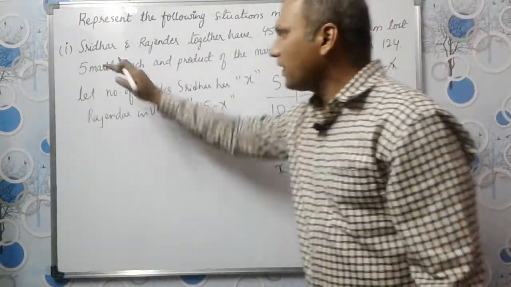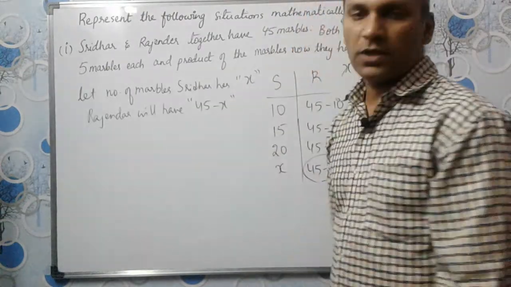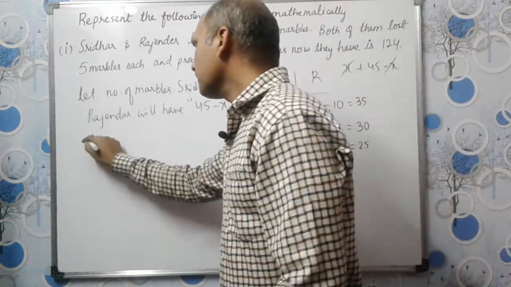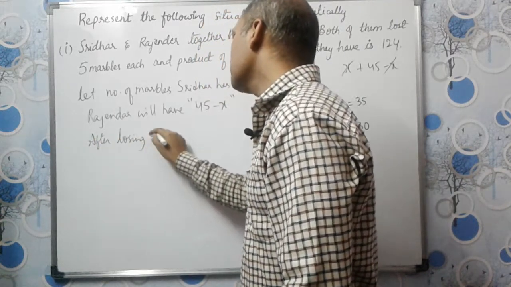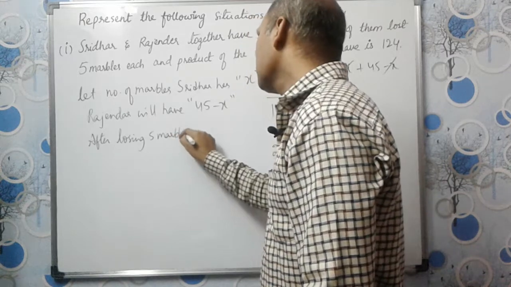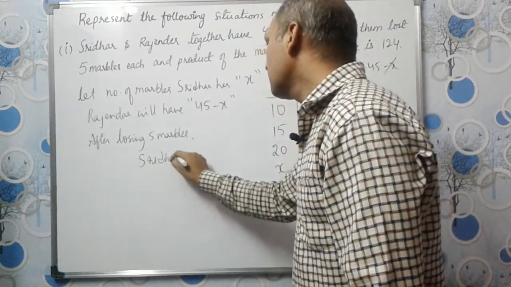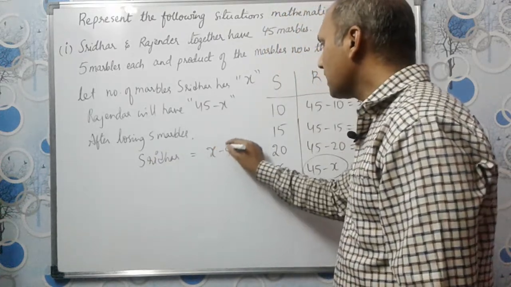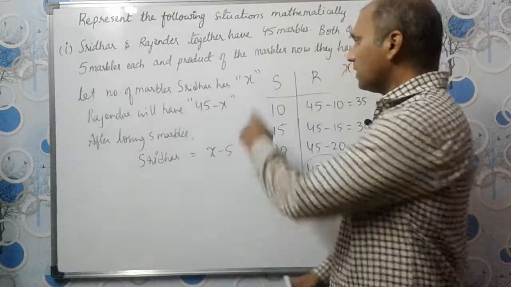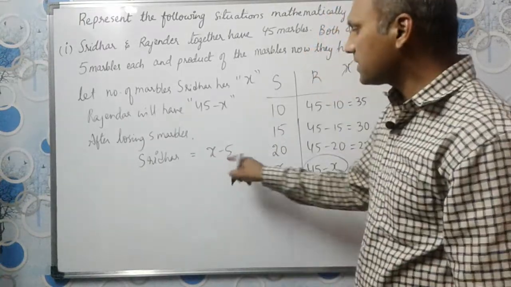Now after that, what happened? Both of them lost 5 marbles each. So Sridhar lost 5 marbles, and Rajendra also lost 5 marbles. After losing 5 marbles, how many marbles will Sridhar have? He is losing 5 marbles, so 5 less. Originally he had x, now he lost 5, so we write x minus 5.